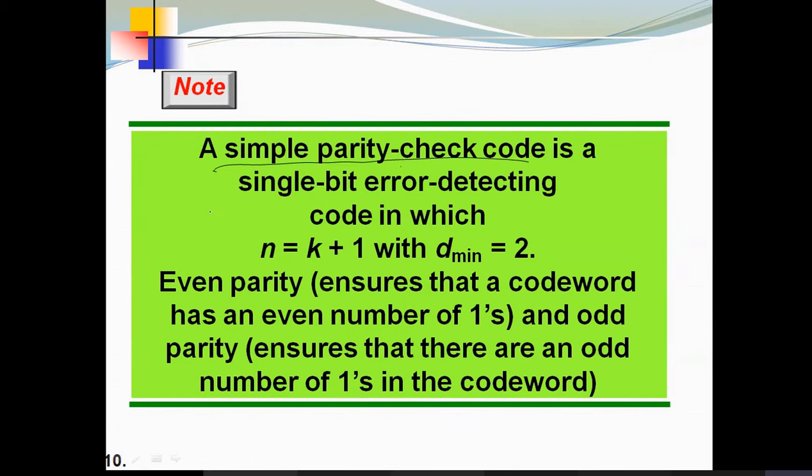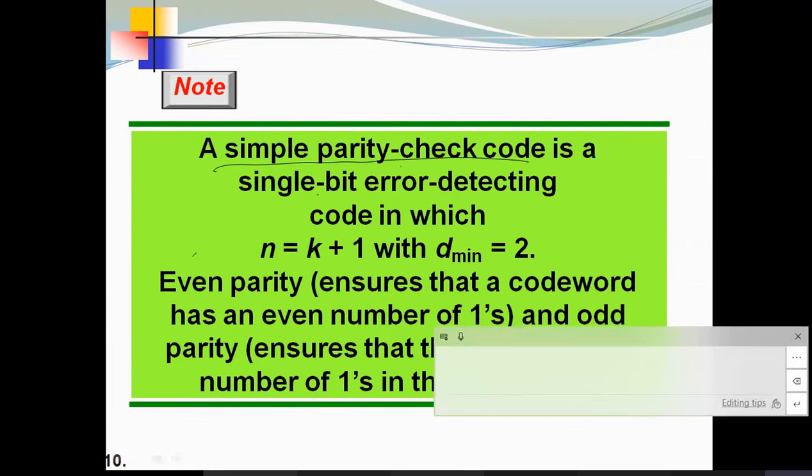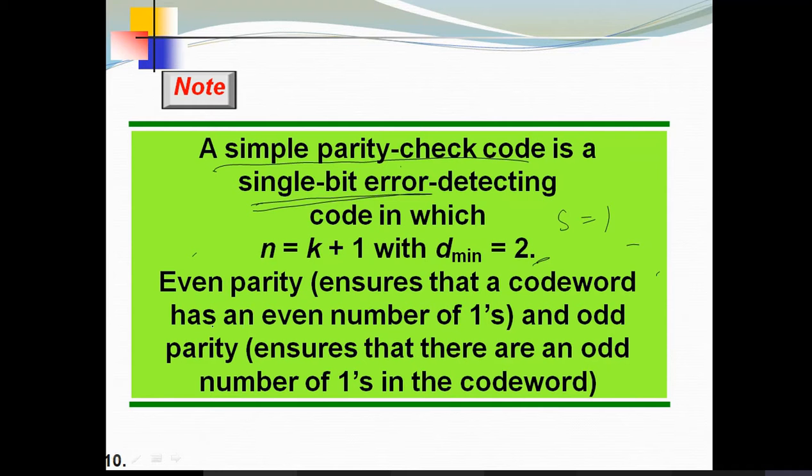Okay, so a simple parity check code is a single bit error detecting code. It can identify only single bit errors. It is a code in which n is equal to k plus 1, with d min equal to 2. When I say d min is equal to 2, you should know that s is equal to 1. Even parity ensures that the code word has an even number of ones. So there is even parity and odd parity.